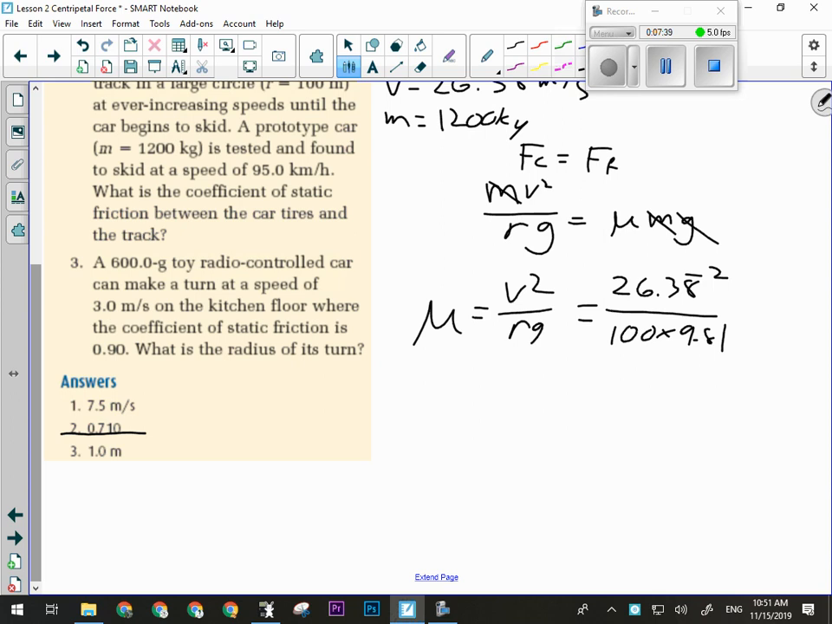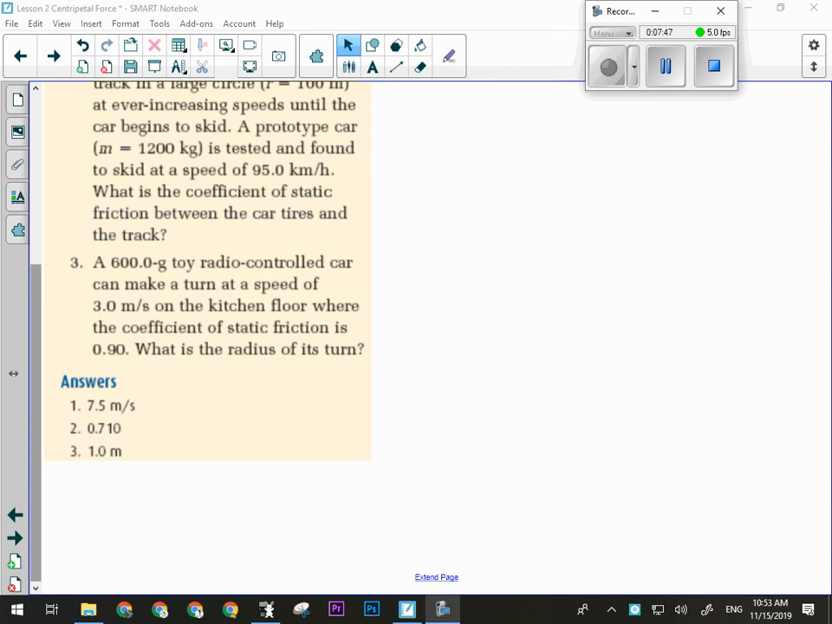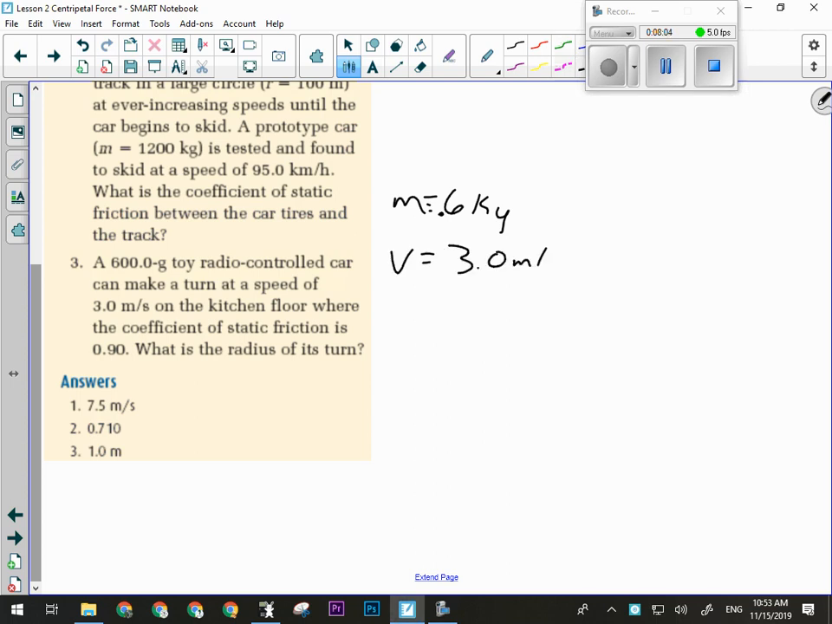How many people have done number 3? How many people need a minute or 2? Okay, I'll give you a minute or 2. On number 3, we have a 600 gram. What do we need to convert that to? Kilograms. Not going to work in grams. So our mass is 0.6 kilograms, and it's going to make a turn at a speed of 3 meters per second. And the coefficient of friction is 0.9.